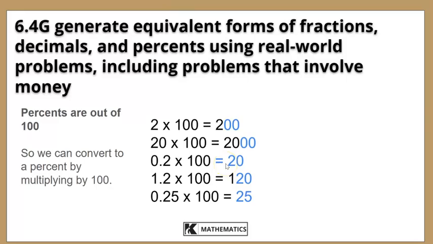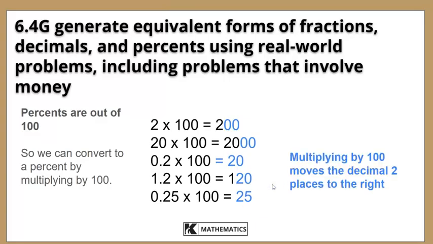I started with 2/10, multiplied by 100, and ended up with 20. So that would be 20%. 1 2/10, I move it 2 places to the right, and I end up with 120%. 25 hundredths, that's like out of 100. So we're going to move it over 2 places, and we end up with 25%. So we can say that multiplying by 100 just moves the decimal place 2 places to the right.